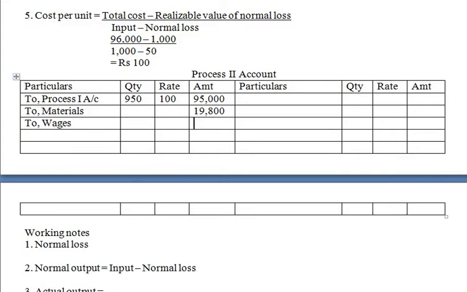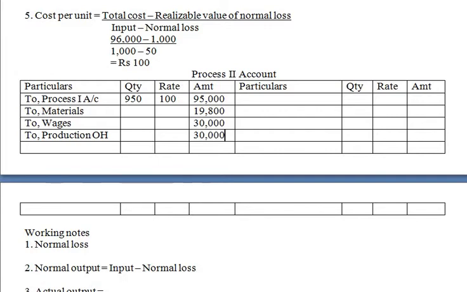Wages amount is 30,000. Next is production overheads. Production overheads is 100% of wages, they have told. So here it will be again 30,000.